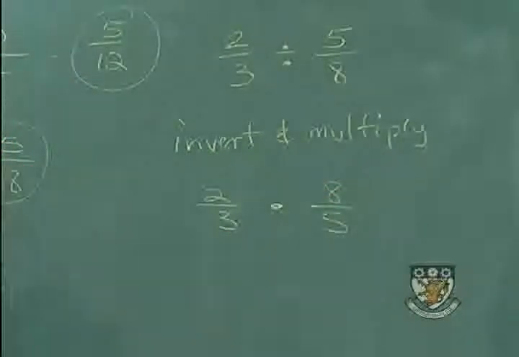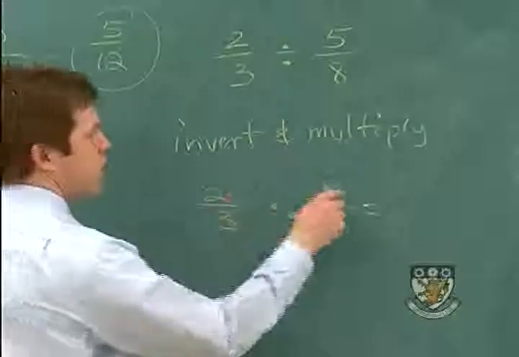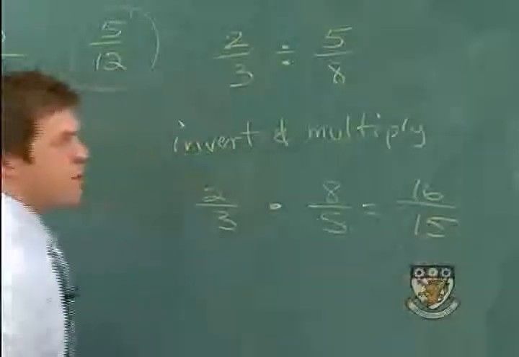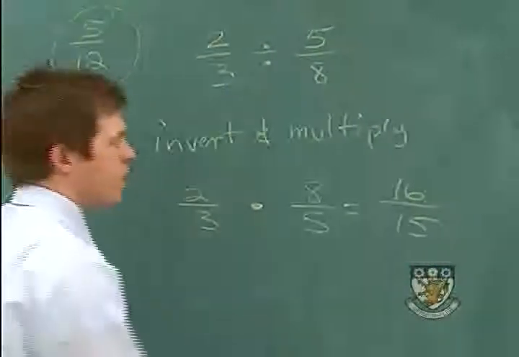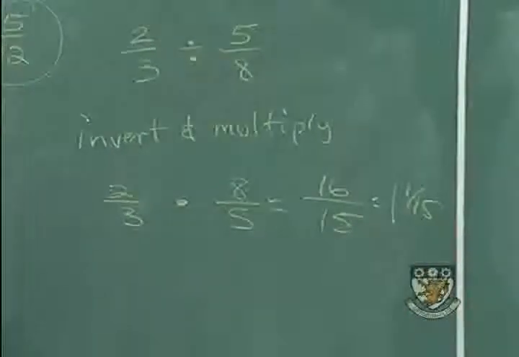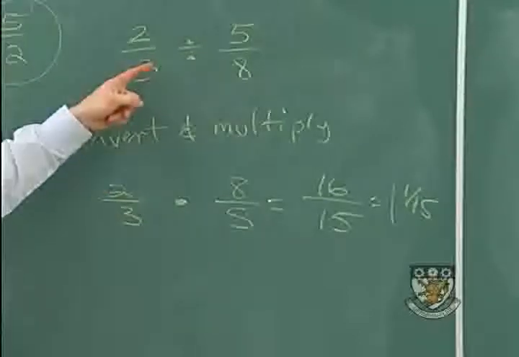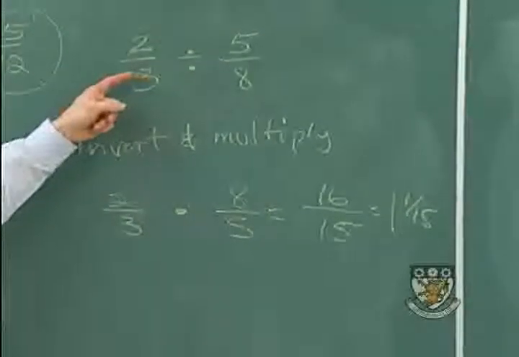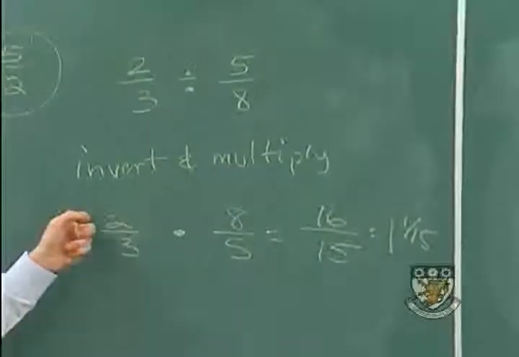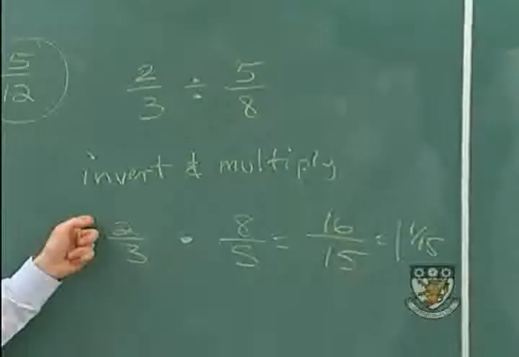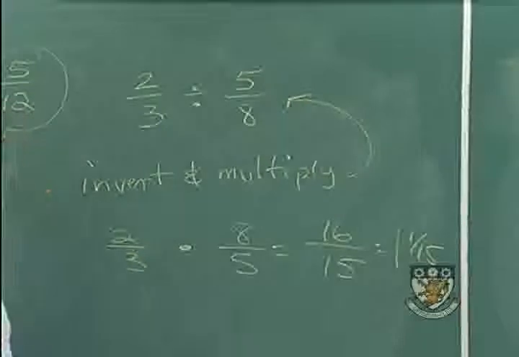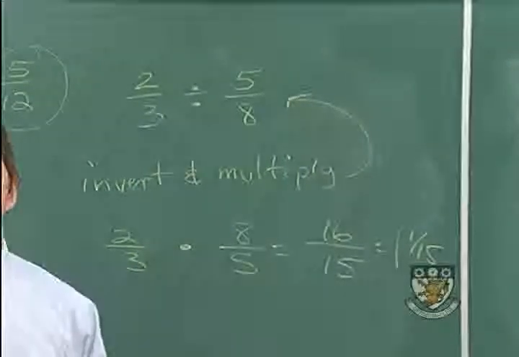Well, we already learned how to multiply fractions. 2 times 8, 16. 3 times 5, 15. From there, make sure you don't have an improper fraction. Write it as a mixed number, 1 and 1/15. So the operation of division with fractions, if you remember this one little trick, invert and multiply, you'll never get the answer wrong. And always invert and multiply the second number, the number that is divided into the other one.